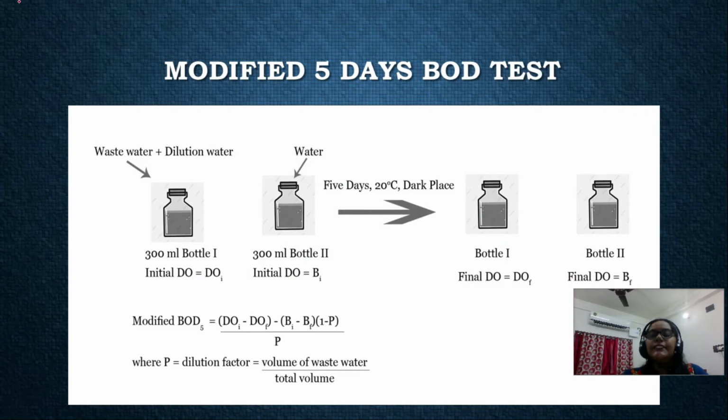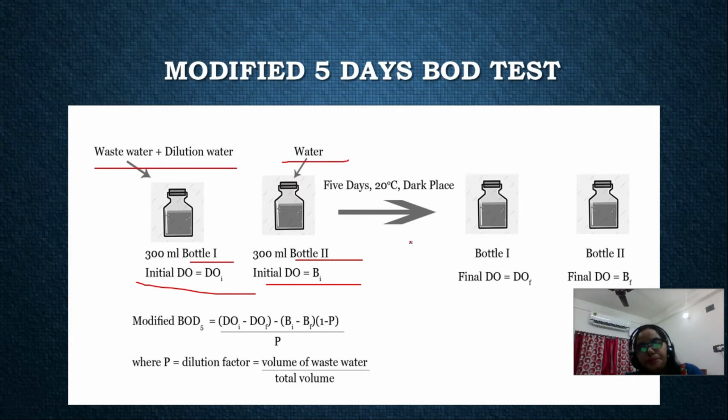Okay, so this is the schematic diagram of the modified BOD test. Look here, we have taken two bottles, bottle 1 and bottle 2. The volume of each bottle is 300 ml. In bottle 1 we have taken wastewater and diluted water. And in bottle 2, sorry, we have taken only the water.